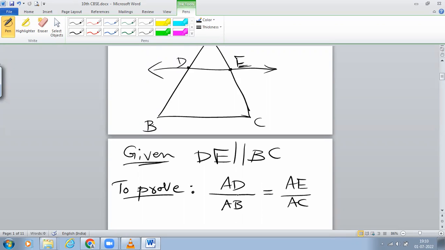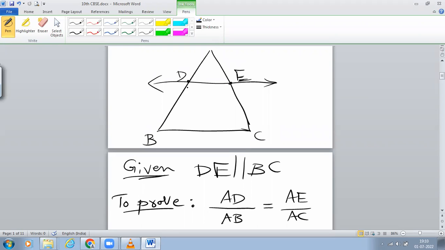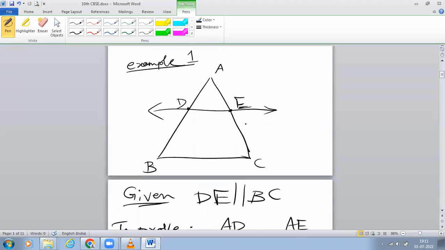Okay, please write now. Please write up to this step. Finished? Okay. Now listen. Since this line is drawn parallel to BC, where BC is one of the sides of a triangle, according to Thales theorem, we know that if a line is drawn parallel to one side of a triangle, then that line will divide the other two sides in the same ratio. You know that, right? That theorem is called Thales theorem. Yes or no?